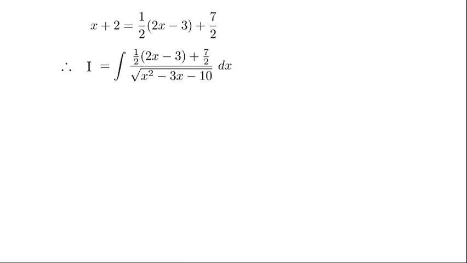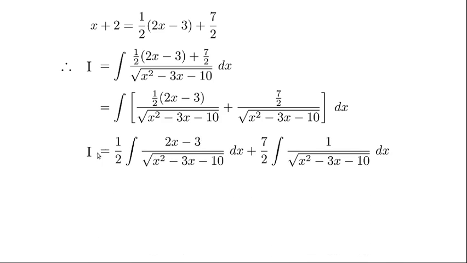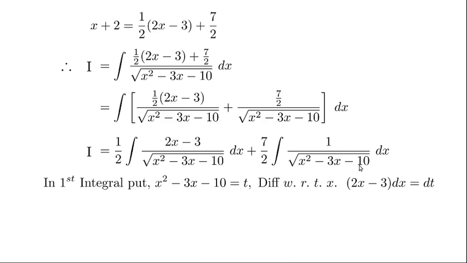So the problem reduces to this. The numerator part is replaced by this expression. This is the numerator. Now separately divide it, so we have divided by this denominator term. And now take separate integrations. In that case the half and 7 by 2 both go outside. Therefore I equals half integration of (2x minus 3) upon root of x square minus 3x minus 10 dx plus 7 by 2 times integration of 1 upon root of x square minus 3x minus 10 dx. So here in the first part we substitute x square minus 3x minus 10 equal to t, and the derivative of this gives you (2x minus 3) dx equal to dt.